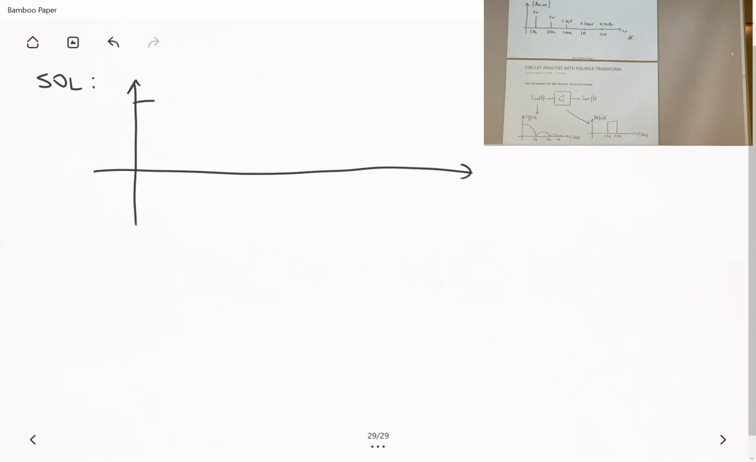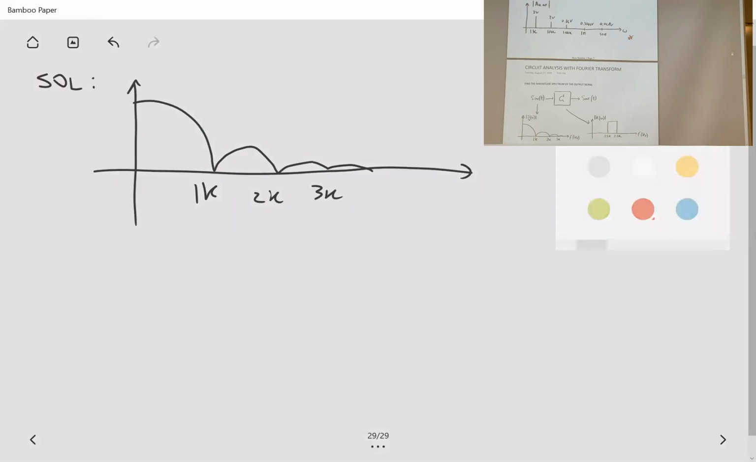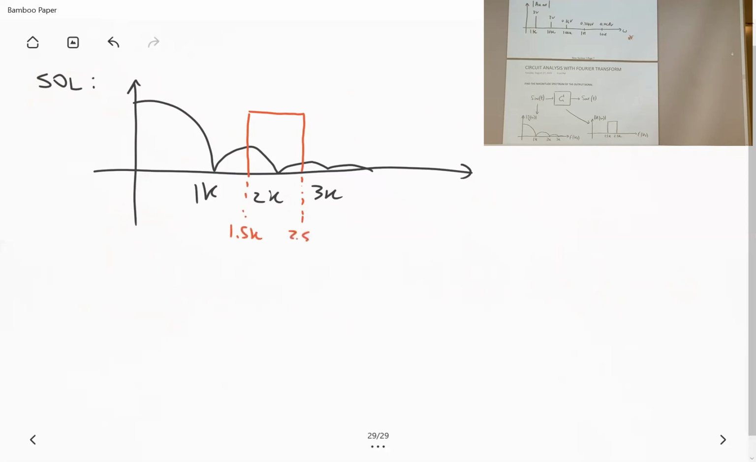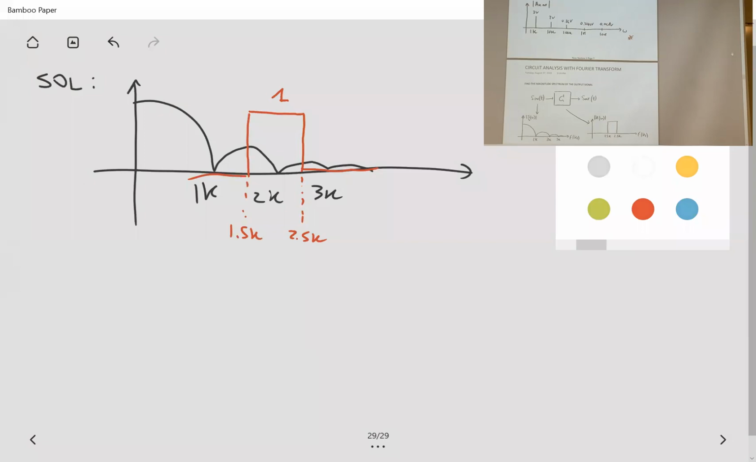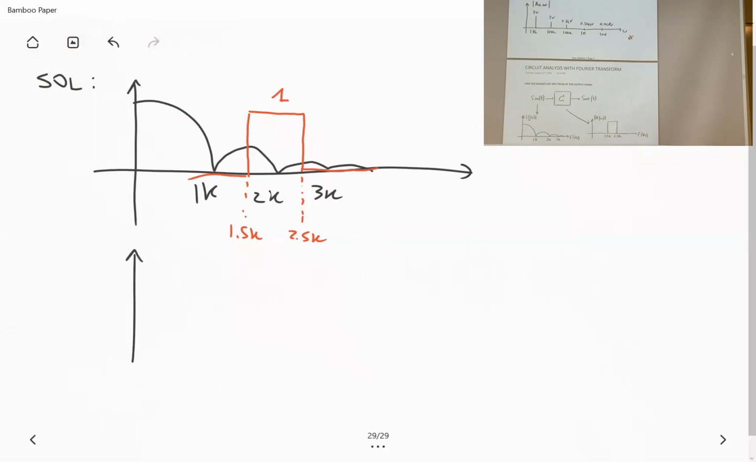So what do I do? I draw the input spectrum. And then I draw in the same plot the filter. Again, the trick is that only what is under the filter passes through the filter. Okay, only what is under the red line. So if you look, it should be pretty trivial to know what the output spectrum is.